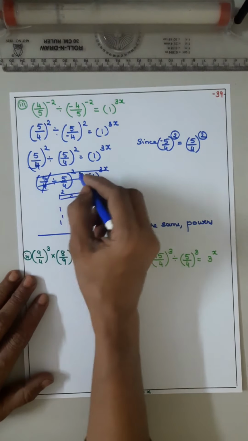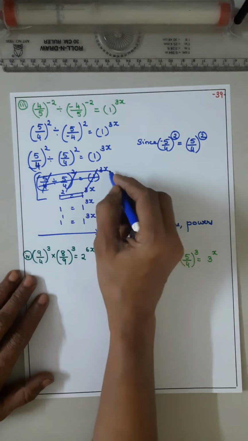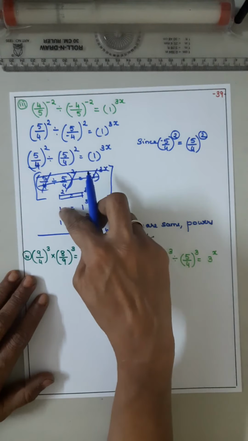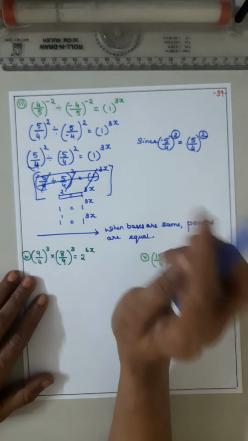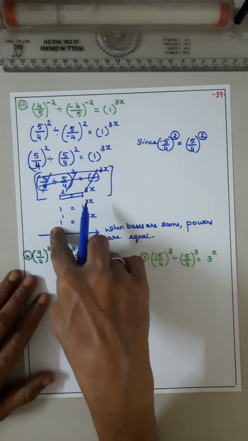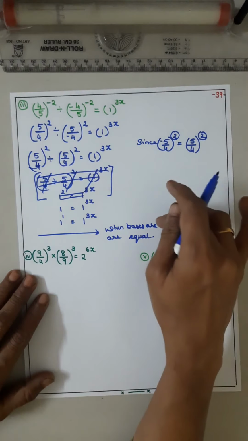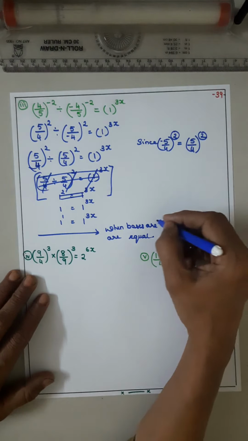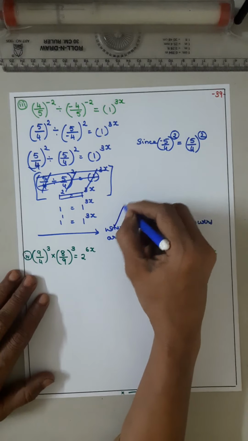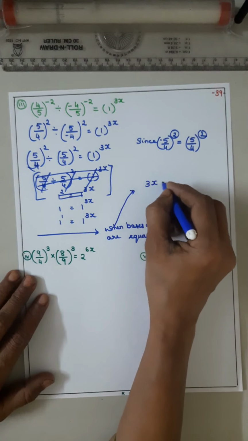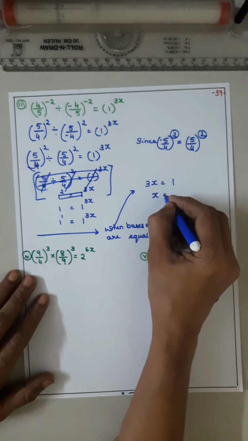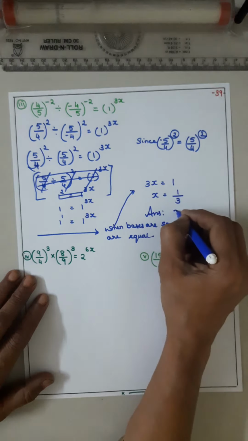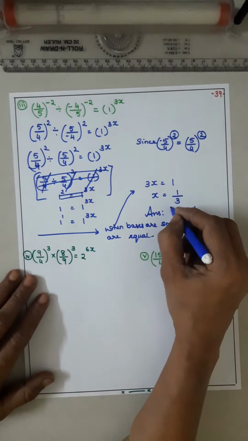Okay, these steps you don't write. The same bases, same powers, when you divide it will be 1. 1 means 1 to the power, here the base is 1, so 1 to the power 1. Okay, now here how much it will be? It is 3x is equal to, we'll write here 3x is equal to 1. So x is equal to 1 by 3. Answer, x is equal to 1 by 3.